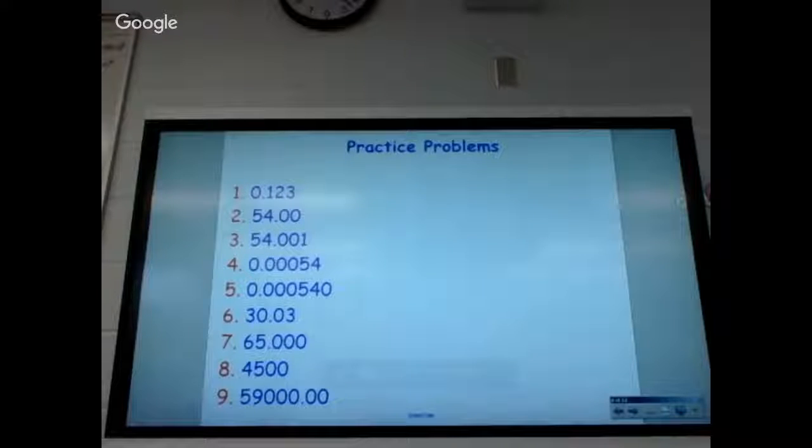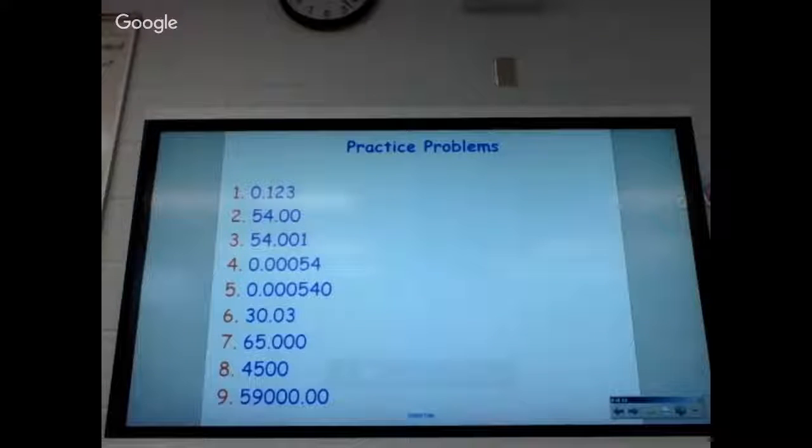All right, why did you say the first zero was not significant? Because it's on the left side, not between. Okay, it's not between them and it's on the left. It's just a placeholder, so that is correct. Very good. All right, what do you think about number 2?